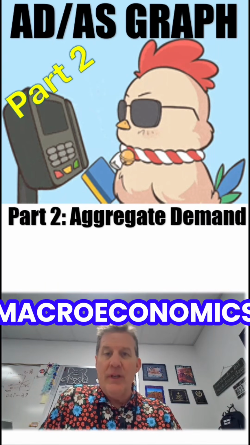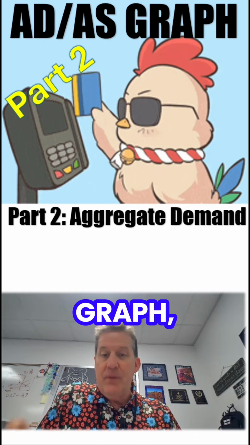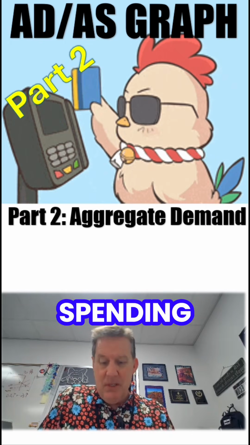Hello there, macroeconomics aficionados. We are now on part 2 of the AD-AS graph, aggregate demand. Now, as you can tell from the image, it's about spending money.